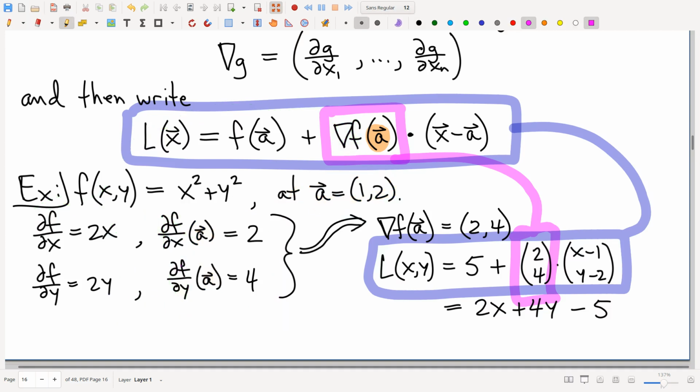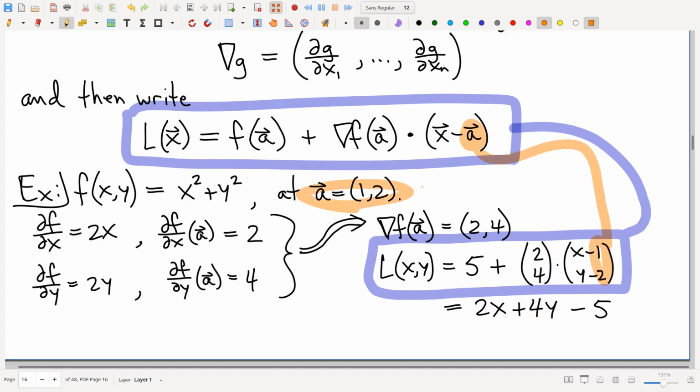Okay, let's see here. Yeah, okay, then last, x minus a. Well, this is kind of the easy part. A is given, 1, 2. The x vector, of course, just has coordinates x and y. And so x minus a is there. Everybody happy with all of that? Very plug and chug.